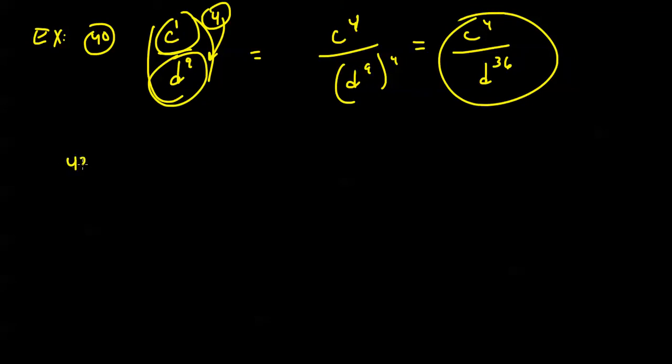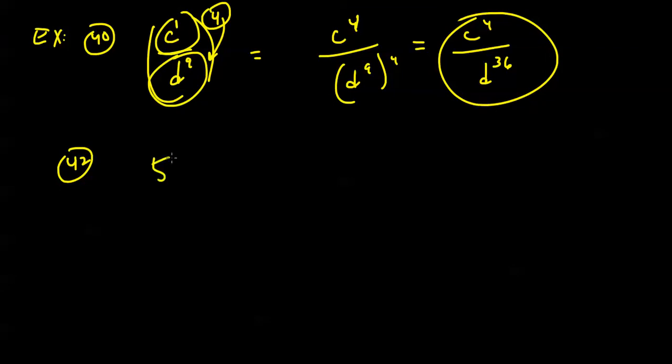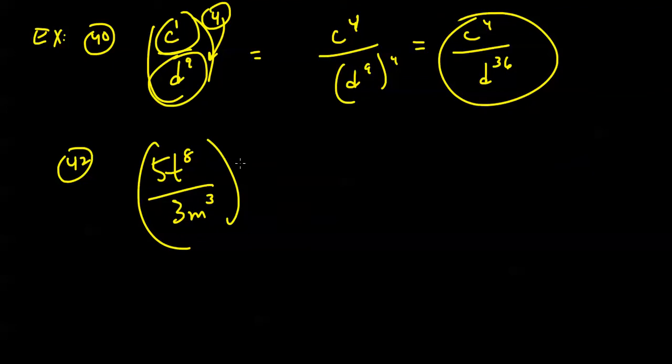I also want to do number 42 in our homework list. Let me see if I can get there from the book. 42 here is going to be 5t to the 8th over 3m cubed, cubed. 5t to the 8th over 3m cubed, cubed.